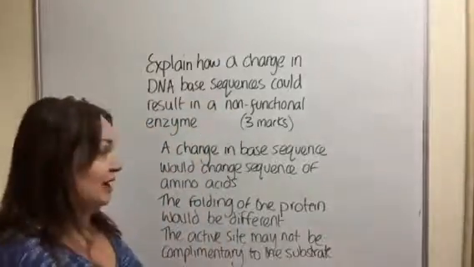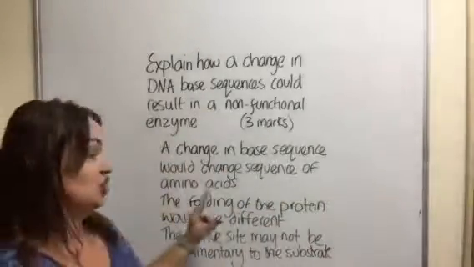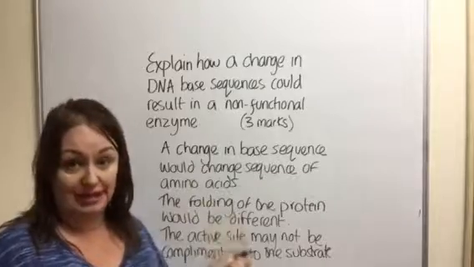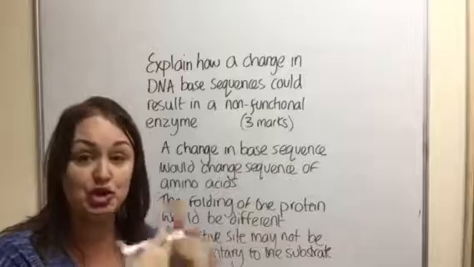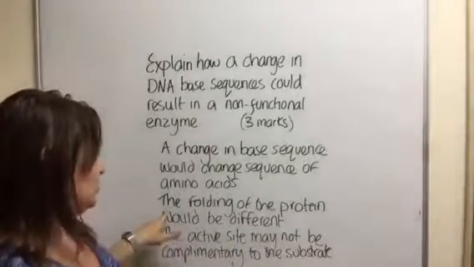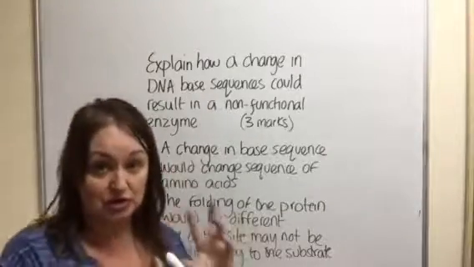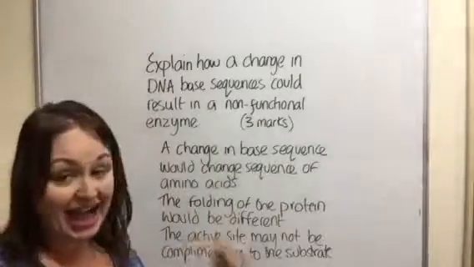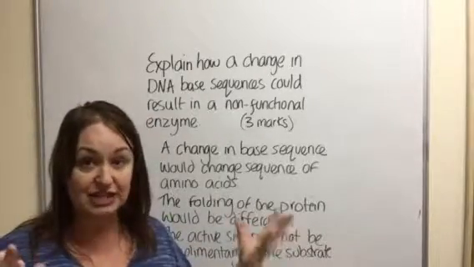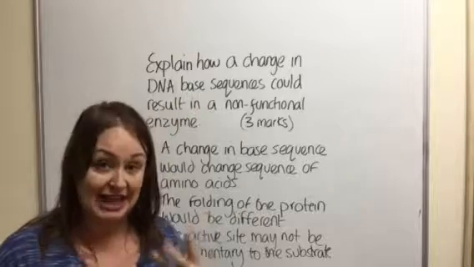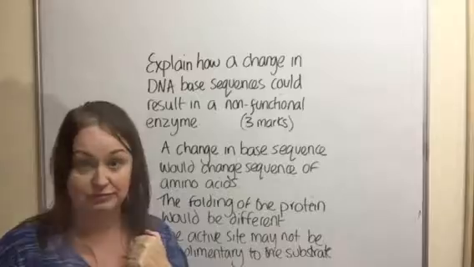So how did you do? Well, the first thing we need to say is that any change in base sequence would change the sequence of our amino acids. It would change the sequence of our amino acids because it might create a new one, put a new one in there. So this would affect the folding of the protein. If we fold the protein differently, then the active site will be a different shape. And that means that the substrate won't be complementary to it anymore. And that means our enzyme will be non-functional.